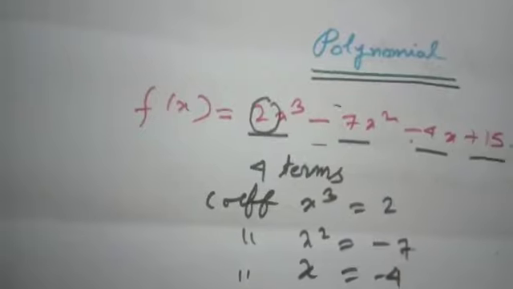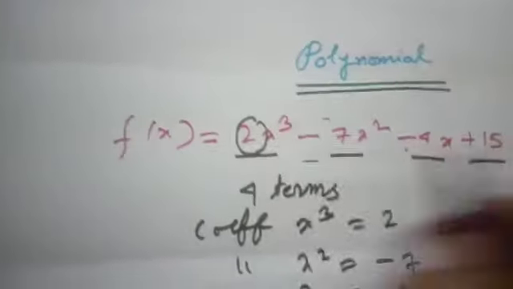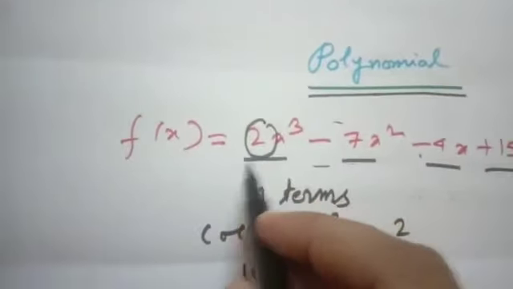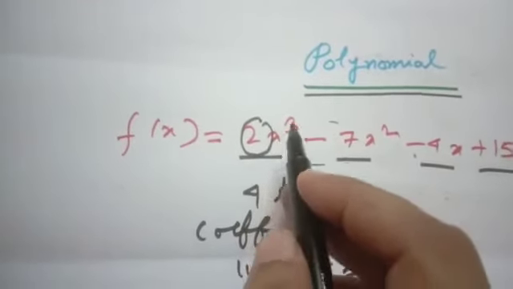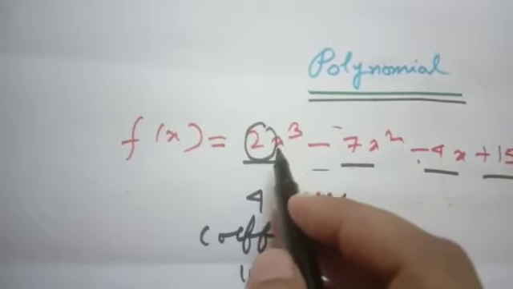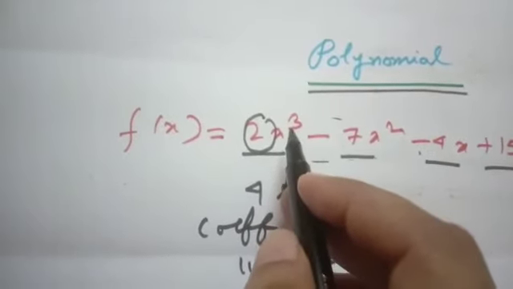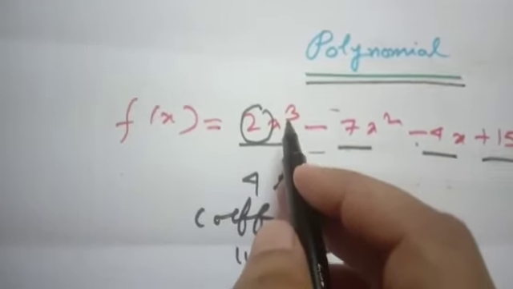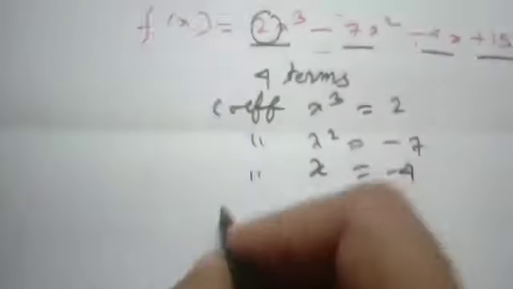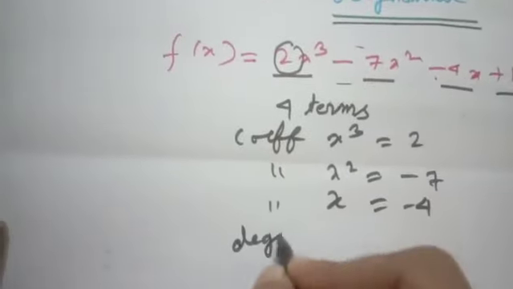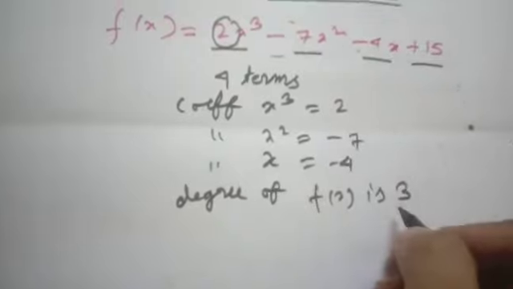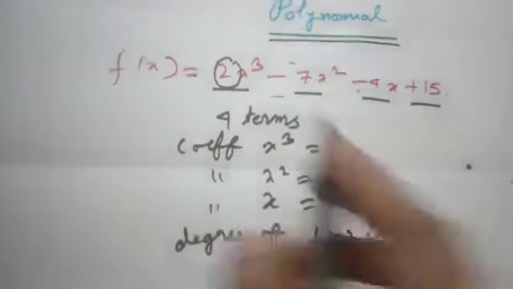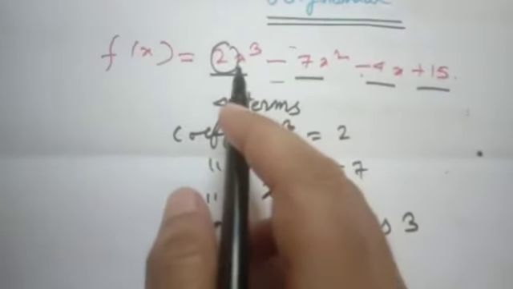Observe that here the highest degree term is 2x cube and the exponent of x is 3. So 3 is the degree of the polynomial. So here we write degree of f(x) is 3, and hence the degree of this algebraic expression, or this polynomial, is 3.